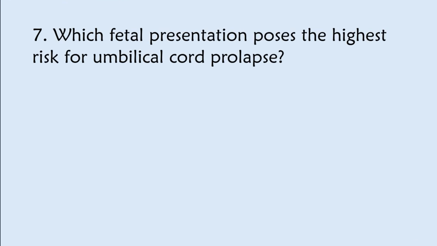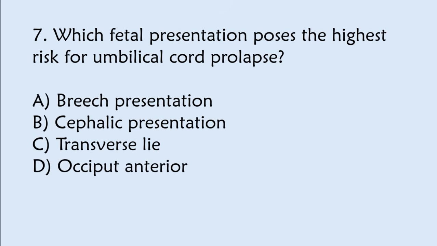Which fetal presentation poses the highest risk for umbilical cord prolapse? Breech presentation, cephalic presentation, transverse lie, occiput anterior. Correct answer is option C, transverse lie.